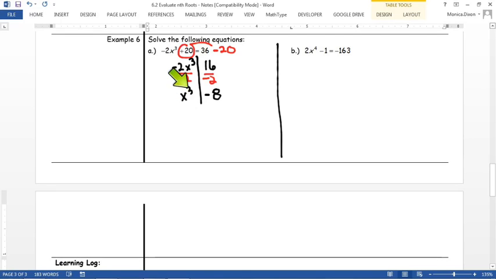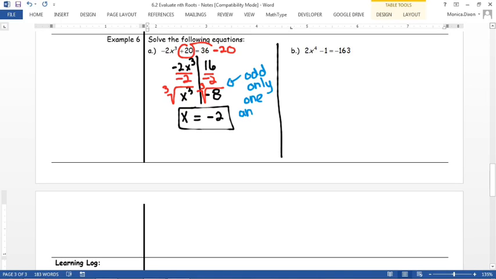So then we're going to take the cube root of both sides. So the cube root of x cubed is just x. And the cube root of negative 8, I need 3 numbers multiplied together that gives me negative 8. And that's going to be negative 2. Because it's odd, we only have one answer. We don't have that plus or minus. Only on evens do we have the plus or minus.